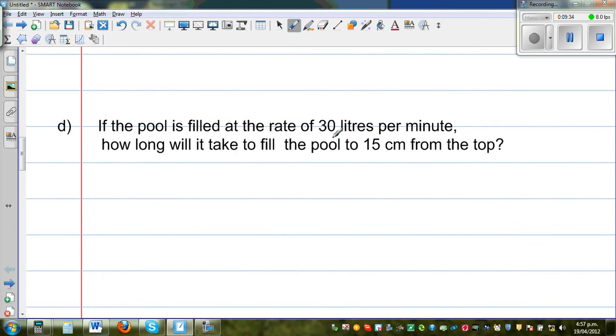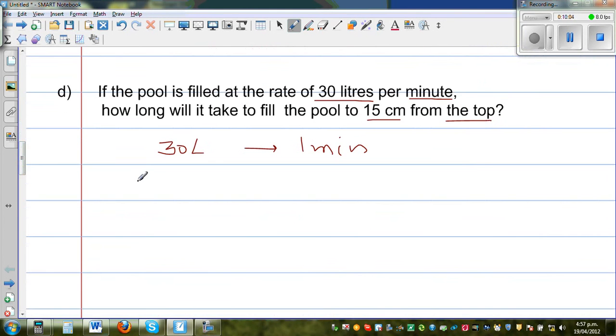Okay, the last question. If the pool is filled at the rate of 30 liters per minute, how long will it take to fill the pool 15 centimeters from the top? So this we have already done. So what they are saying is, for 30 liters, it takes 1 minute. That's the question. So the question is, if you have 86,275 liters, how long will it take?